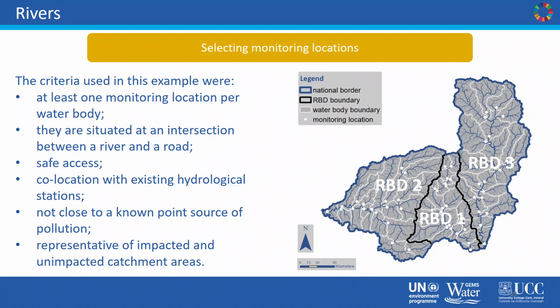Another consideration was to make use of any hydrological data which is being collected in the area. So monitoring stations were co-located with any hydrometeorological stations. None of the monitoring locations were close to known point sources of pollution, for example, any effluent pipes from sewage treatment plants or from any industrial activities within the catchment. And also, they are representative of, as I said in the previous slide, impacted and unimpacted catchment areas.